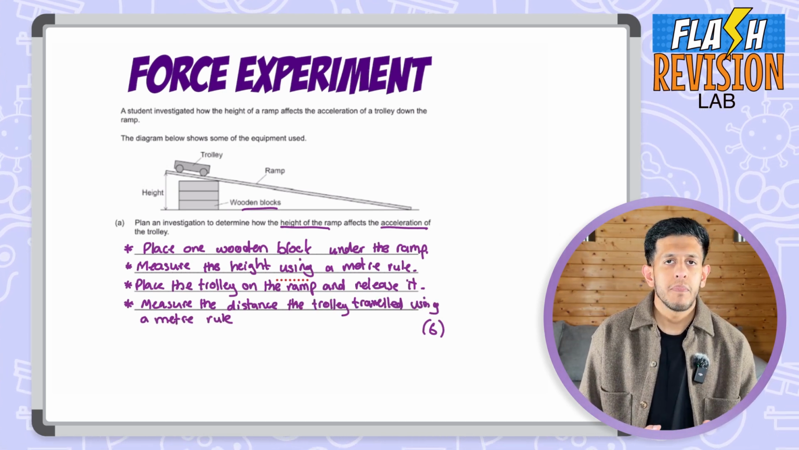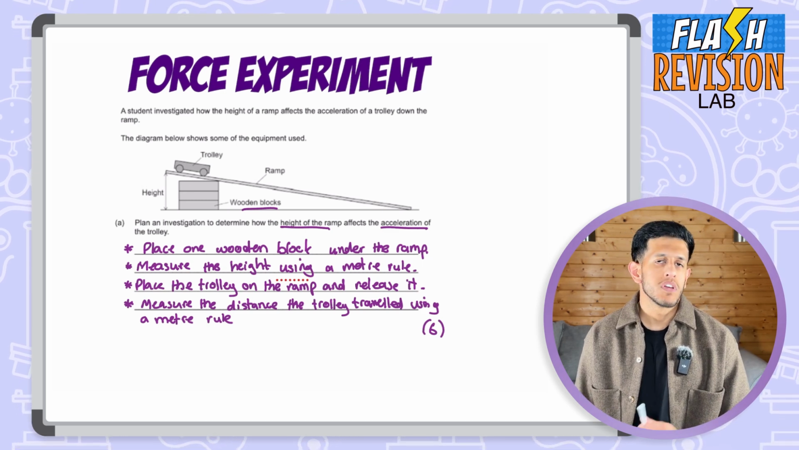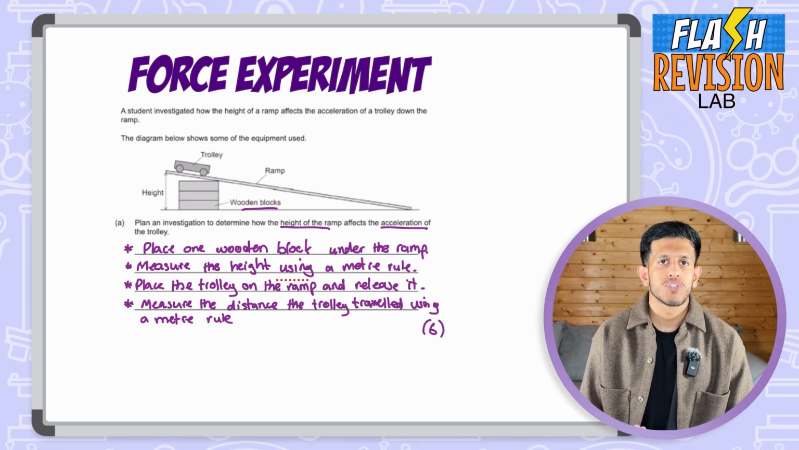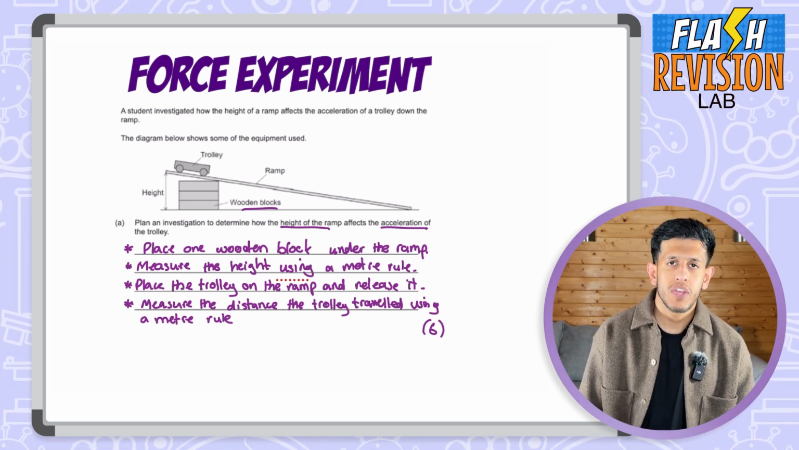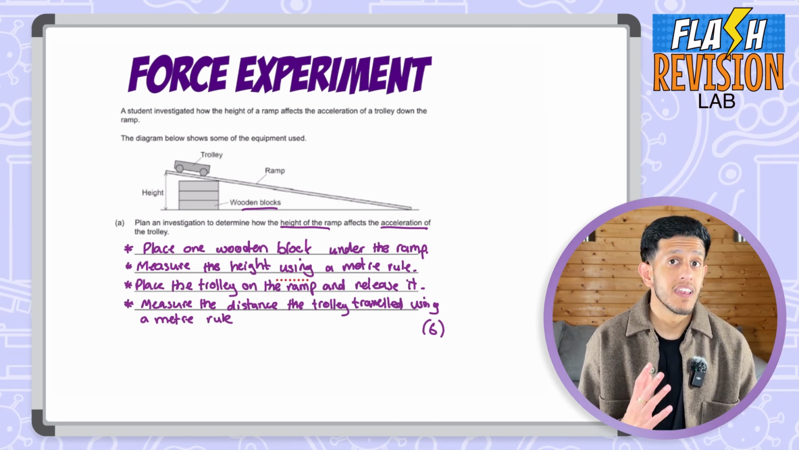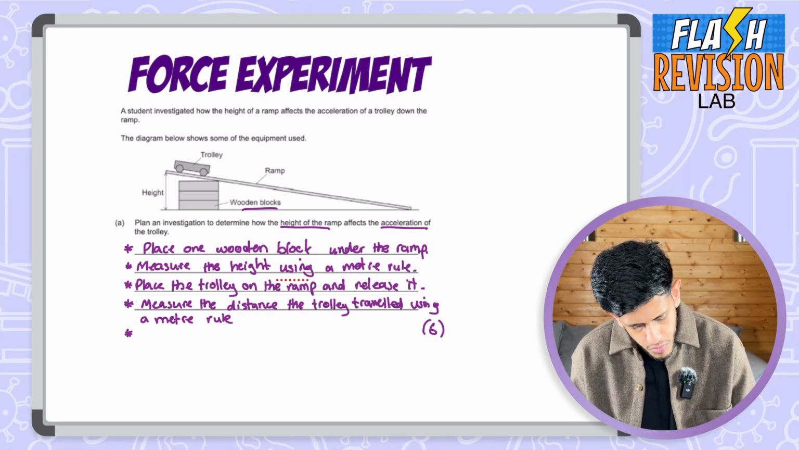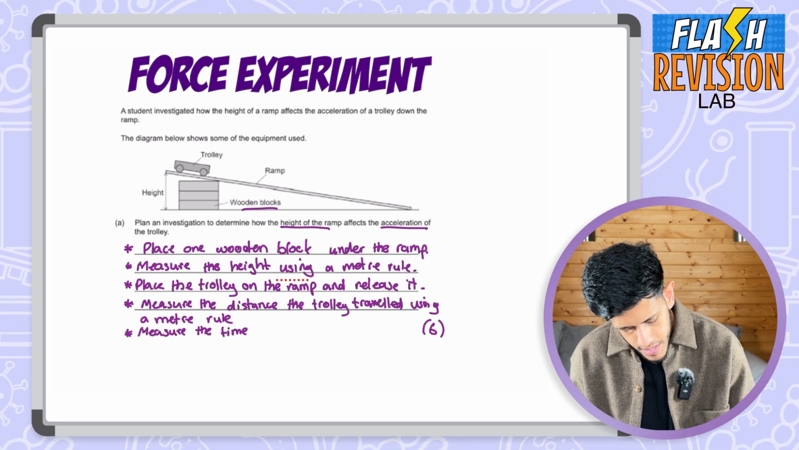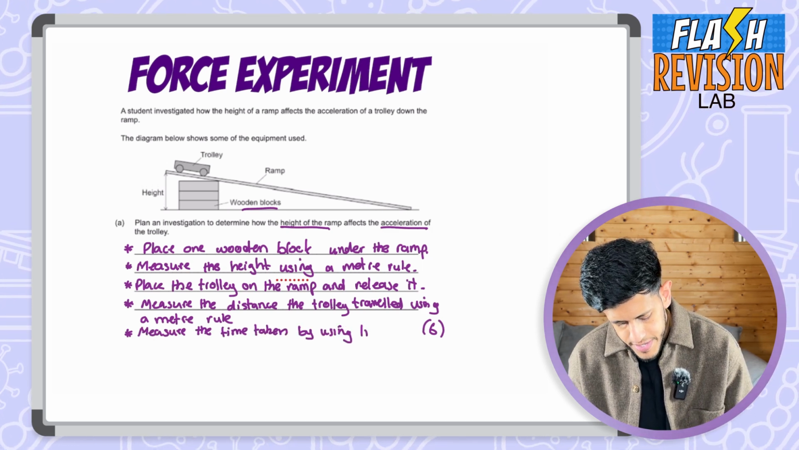To record the time, we want to go with the most accurate way possible. You can mention a few things, like a stopwatch or a timer, but I'm going to mention the most accurate way, which we've seen in the notes for carrying out this experiment, and that is using light gates. So I'm going to say here, the next point, measure the time taken by using light gates.